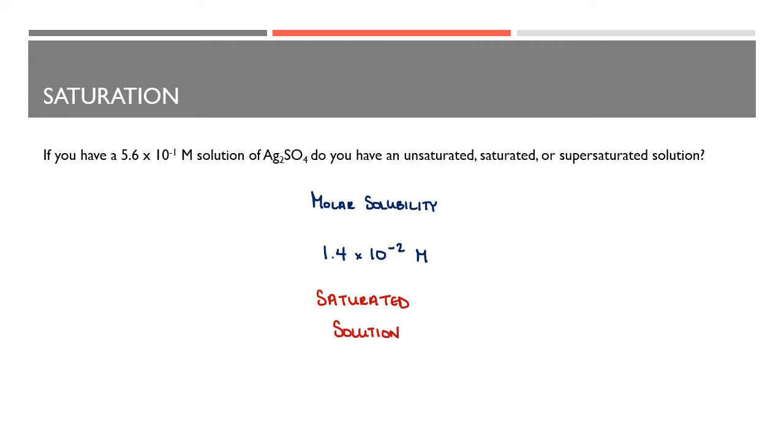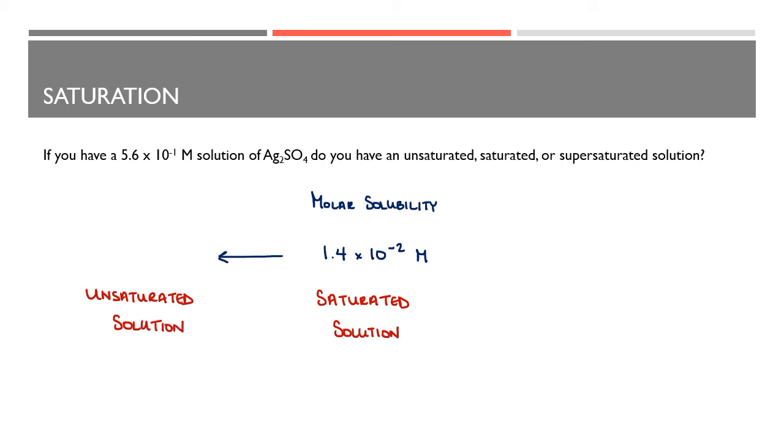So now what we're going to do is compare the value that we were given in this question with the molar solubility. And if this number is less than the molar solubility, then that means that we could dissolve more in it. That means that we have less dissolved than what we fully could dissolve. We have an unsaturated solution.